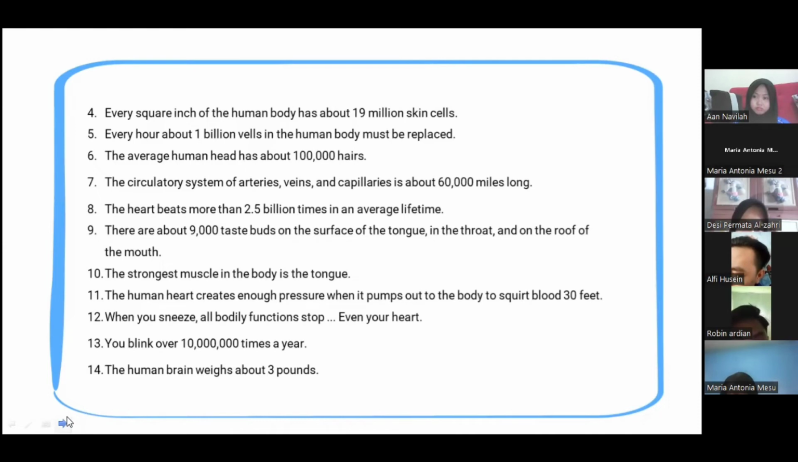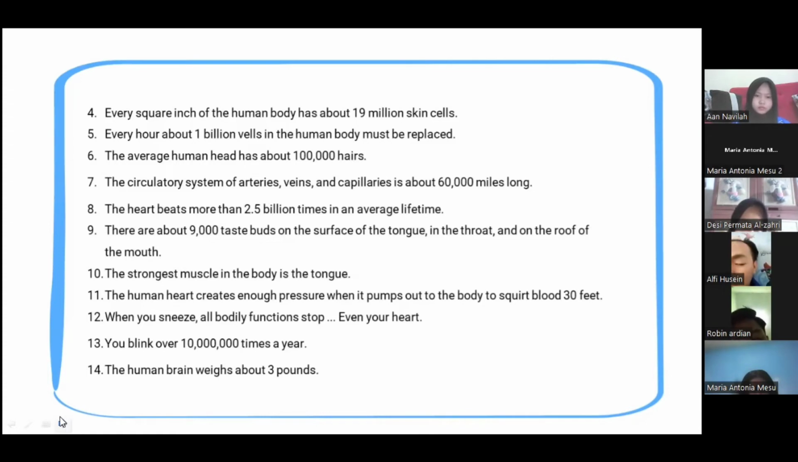The strongest muscle in the body is the tongue. The human sneeze exerts enough pressure to squeeze blood from the body. When you sneeze, all bodily functions stop. The human brain weighs about 3 pounds.